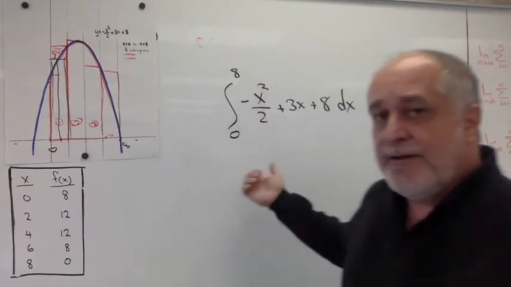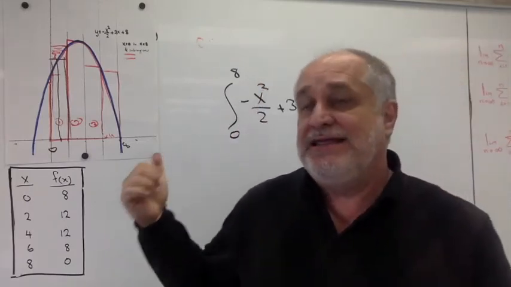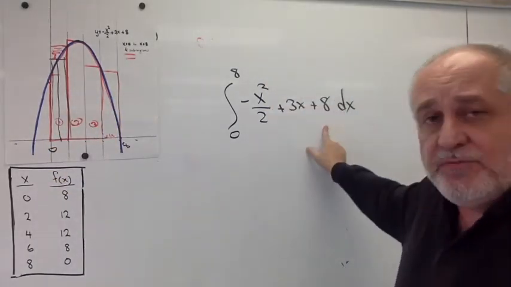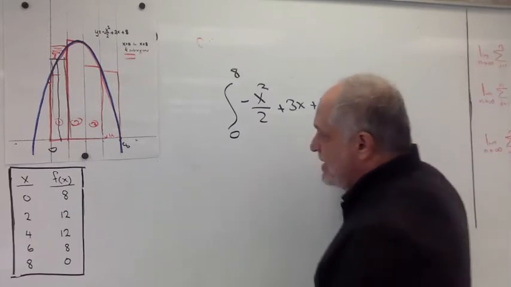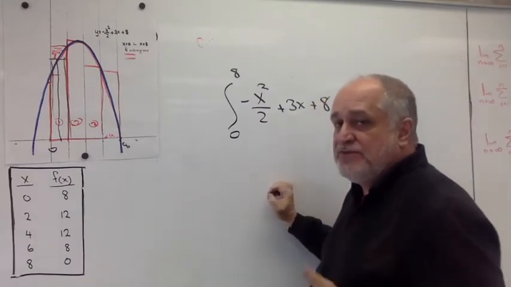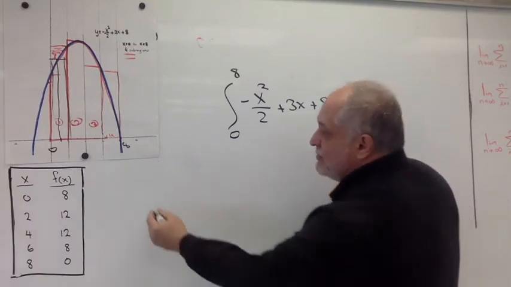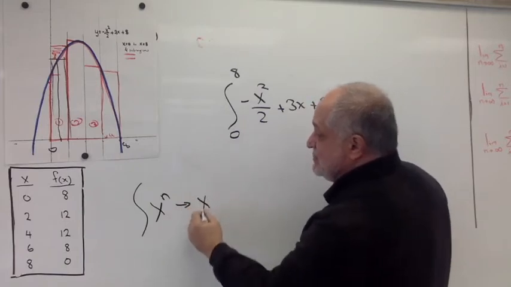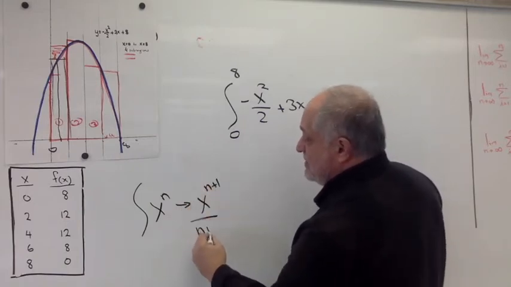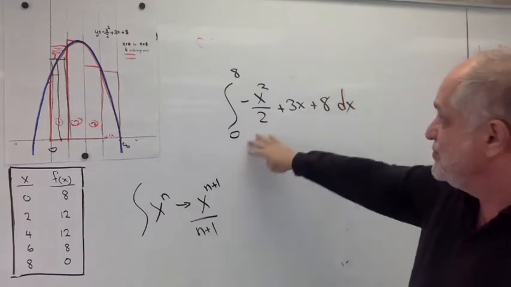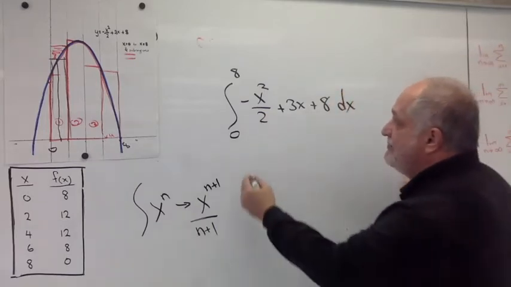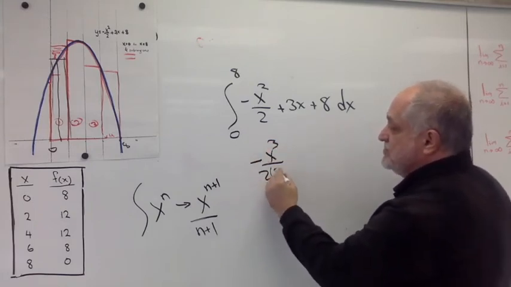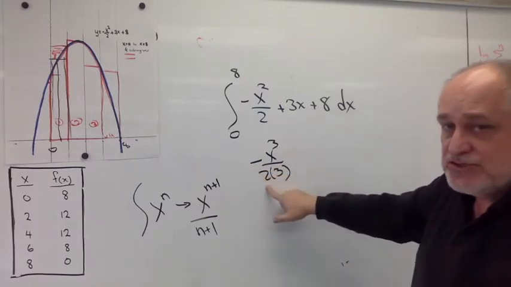So the process for integrating this function and getting the actual area under the curve instead of an approximation, for right now, we're going to be using what's called the power rule of integration. It's basically the power rule of differentiation, but backwards. The general form of it is if you have x to the n, your integral of that is x to the n plus 1 over n plus 1. So applying this to this integral, what we would have is negative x to the third over 2 times 3. The negative and the 2 are just along for the ride.